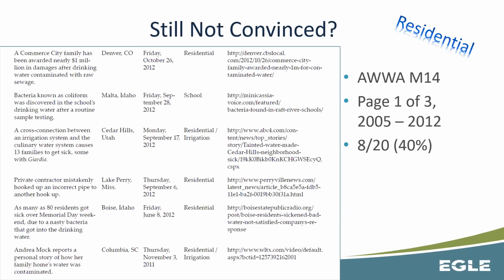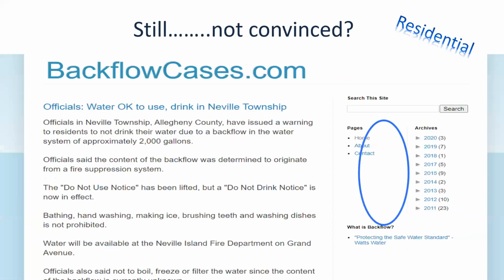Another set of examples, if you're ever looking for some reading material, because we all have just plentiful free time. But if you ever wanted to look, there's backflowcases.com. And again, they document all kinds of different examples of backflow incidents contaminating drinking water supplies. A good portion of them do involve residential sources.